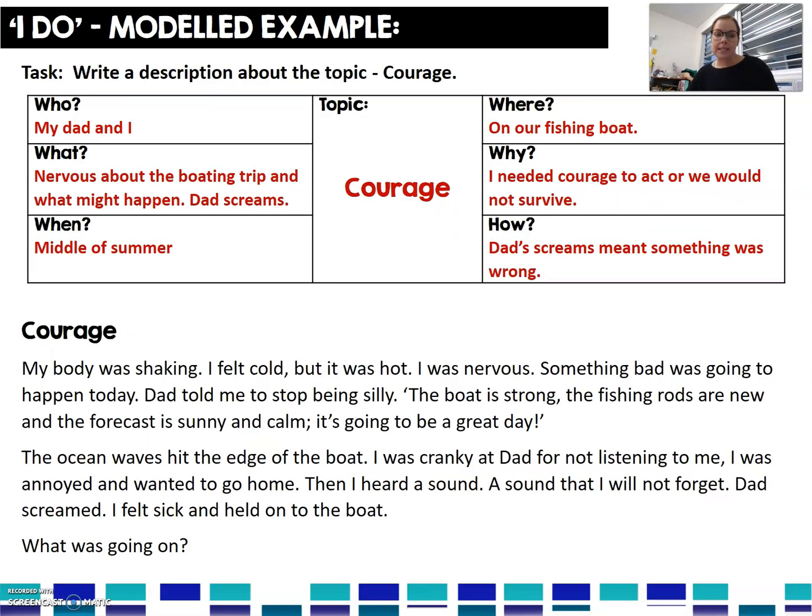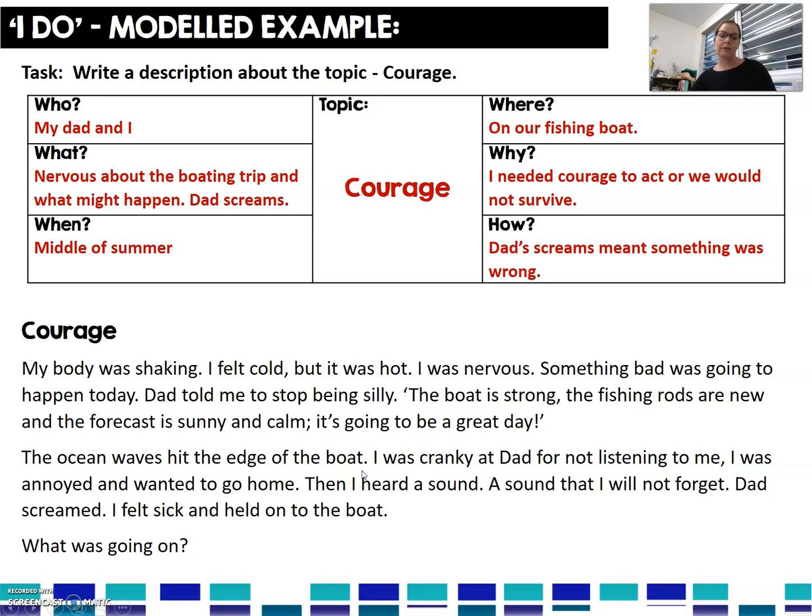Let's have a look at a modelled example together. We're looking at the topic courage. We've got a who, what, when, where, why graphic organizer here with some basic details written in. So Dad and I are nervous about a boating trip and what might happen, and Dad screams. It's in the middle of summer. We're on our fishing boat. You need courage to act or we're not going to survive. And Dad screams means something was wrong.